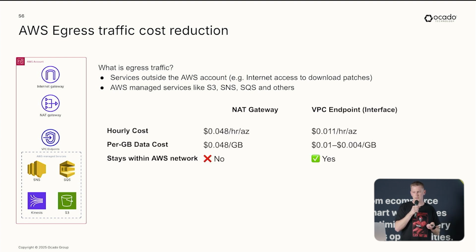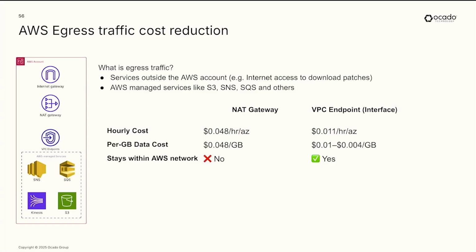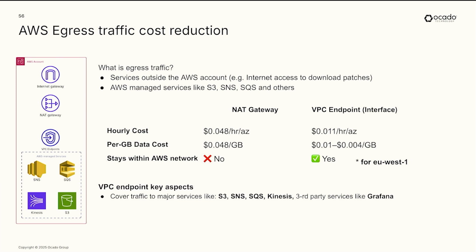And if you look at the regular pricing of NAT Gateway, you pay 4.8 cents per gigabyte of traffic. Can that number be lowered? Yes, it can. There is a feature in AWS called VPC endpoints. What are those? VPC endpoints cover traffic to major AWS services as well as third-party services like the ones I just mentioned or Grafana. And the traffic resides within the AWS network. It never reaches through NAT Gateway through the internet. It stays within AWS infrastructure.